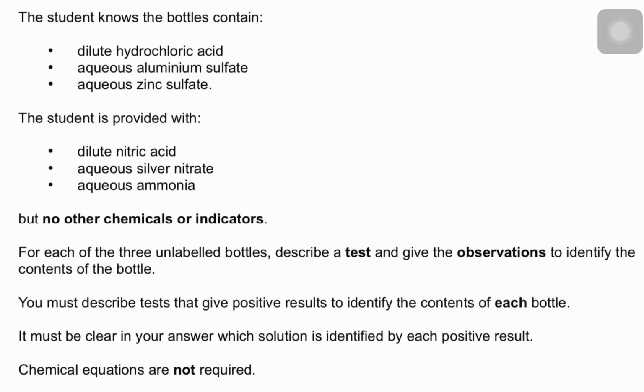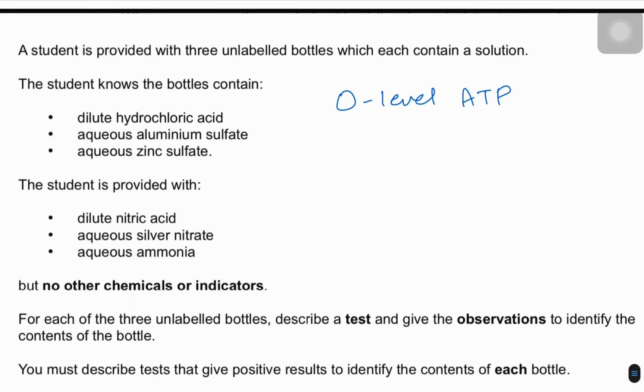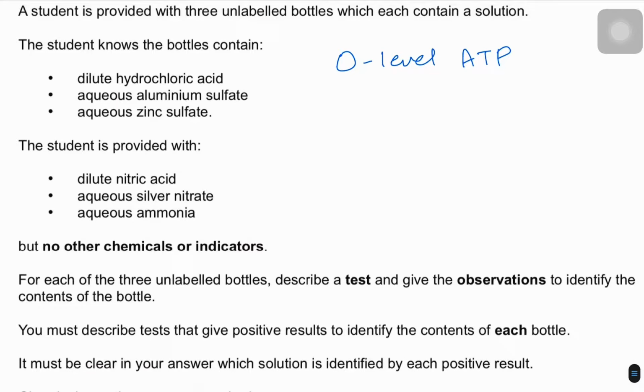This video is again based on the O-level ATP examination where we will be dealing with some more planning questions. This question says a student is provided with three unlabeled bottles. The student knows the bottles contain hydrochloric acid, aluminium sulfate, zinc sulfate.